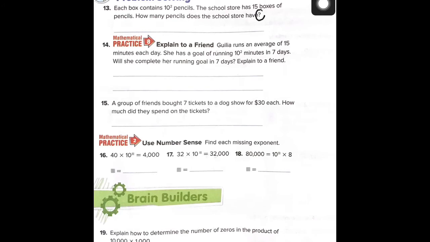When we need to translate it, we know that there's one question mark, so we have one answer. So let's translate 10 squared. That means 10 times 10, and that equals 100. So you know each box contains 100 pencils, and the school store has bought 15 of them. So do 100 times 15.